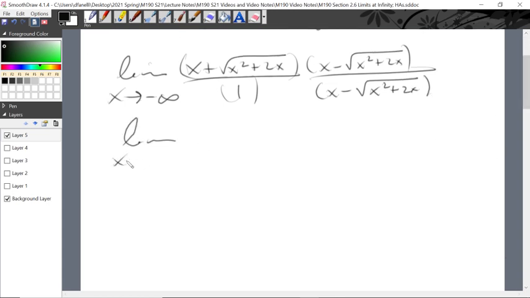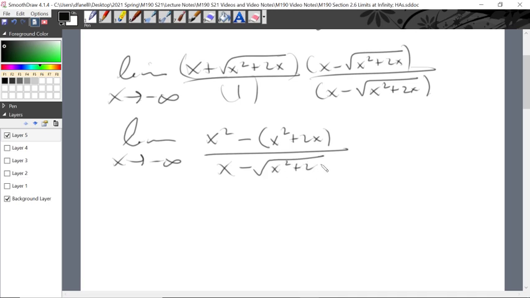So we have the limit as x goes to negative infinity. The numerator will be x squared minus the quantity x squared plus 2x over x minus the square root of x squared plus 2x. So the x squareds cancel each other out, and we distribute that minus sign. We have negative 2x over x minus the square root of x squared plus 2x.